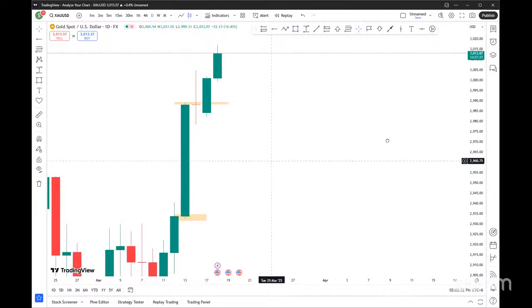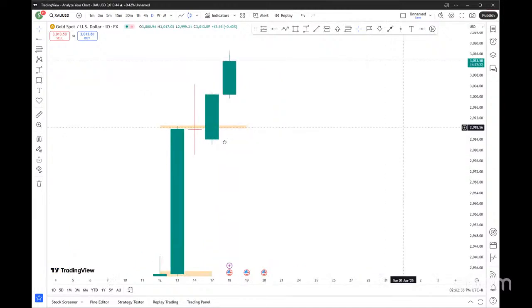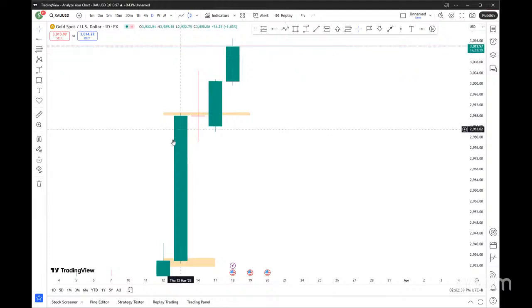Notice how the candle has a very, very long top wick to the upside, a very, very long bottom wick to the downside, and it closed bearish as well. It's a red candle.